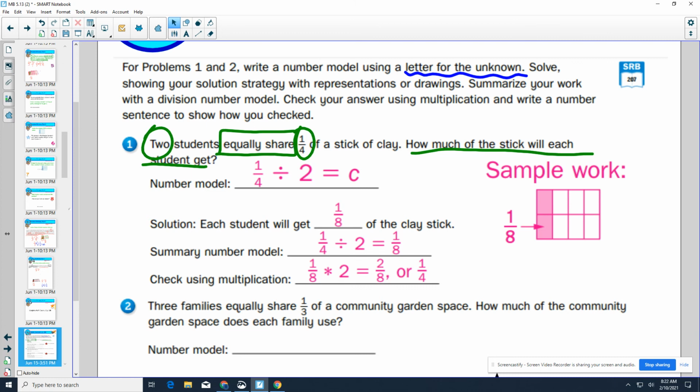And then you can see the summary model. The summary model is just simply taking your number model and filling in the answer for the variable, or the letter, that you had up there. And then you can check using multiplication. So you can see they took their product, multiplied it by 2, got 2/8, which is equivalent to 1/4.